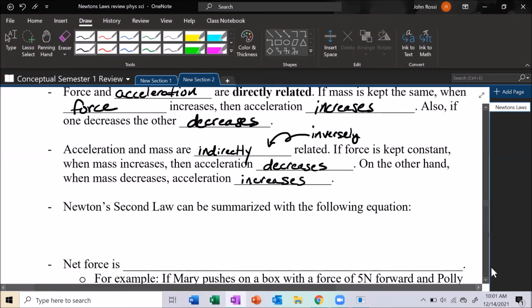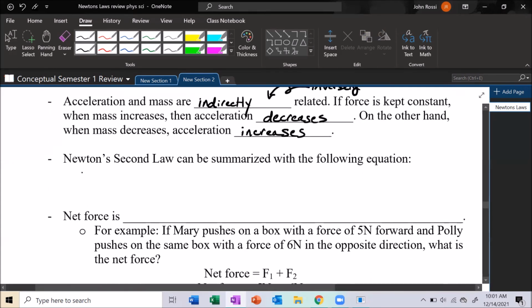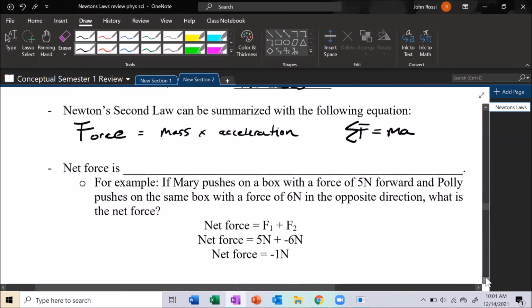And the basic equation that you could sum up Newton's second law is F equals ma, or the net force is mass times acceleration. And we study when forces are balanced and unbalanced. And like I was saying, when net forces are balanced, there's no acceleration. When they're unbalanced, there's acceleration.